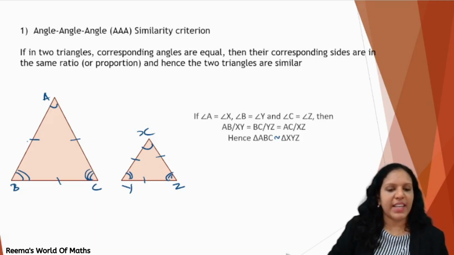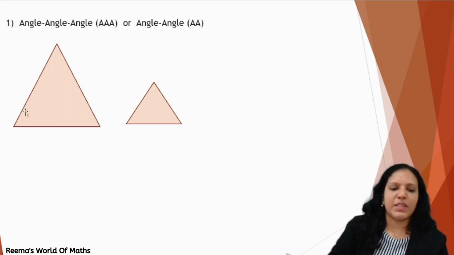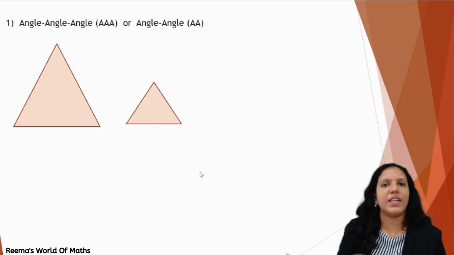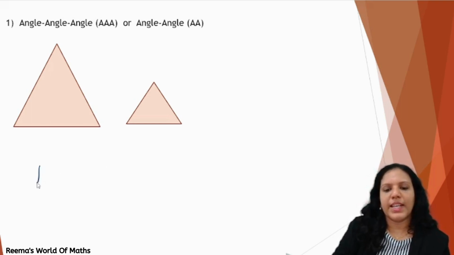Now let's see the second criterion, which is angle, angle. We just mentioned angle, angle, angle. Similarly, if two angles are equal, we can still say the two triangles are similar. How? Because we know in a triangle, let's draw a triangle.